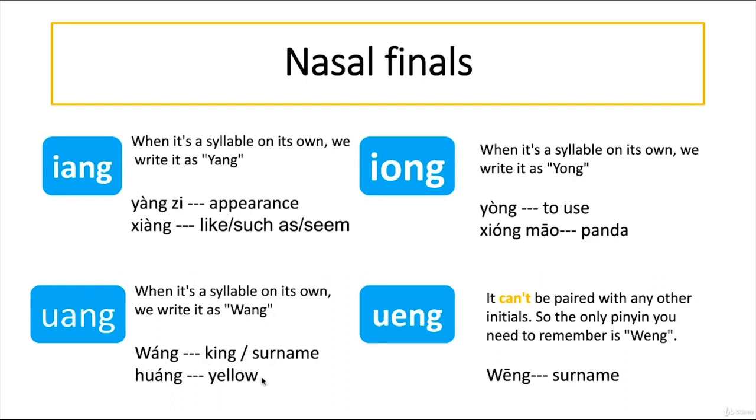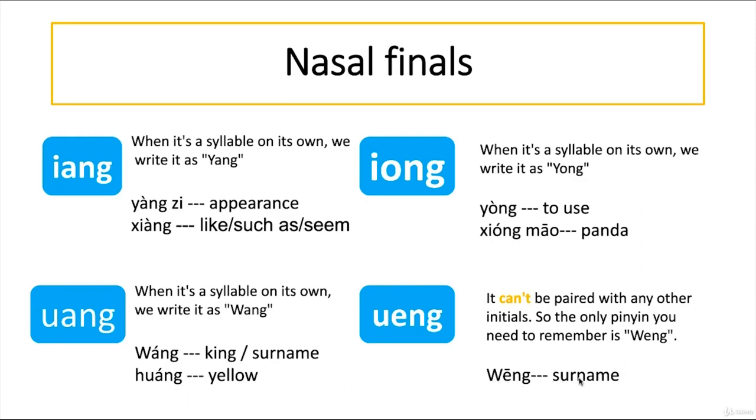Weng. You can see the first vowel is wu, so remember to put your mouth rounder when you pronounce it. Weng, Weng. It can't be paired with any other initials, so the only pinyin you need to remember is W-E-N-G. This is how we write it. For example, Weng is a very common surname in China.